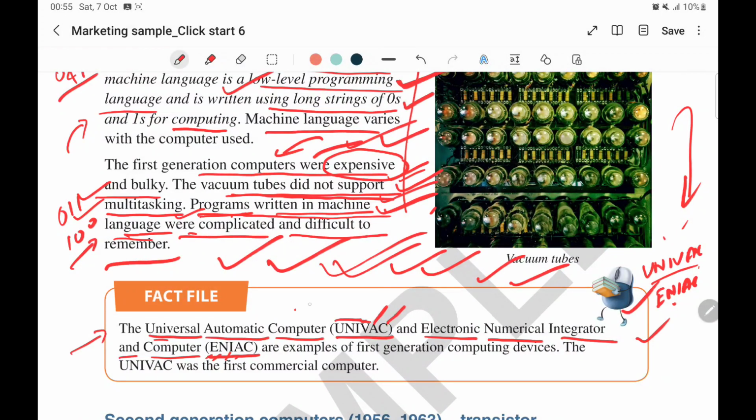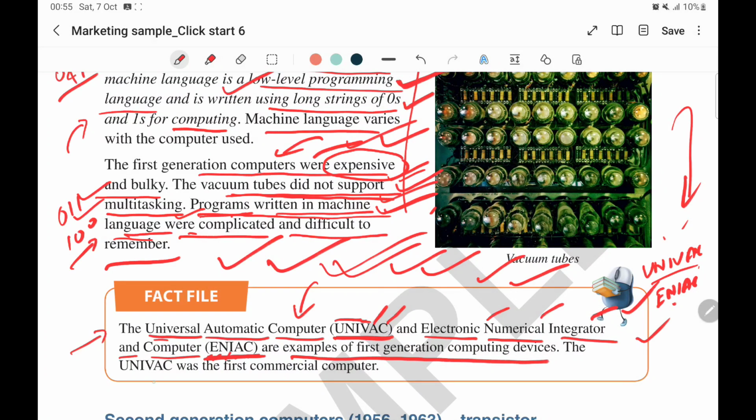During the development of vacuum tube technology, there were two computers which were very famous during the first generation computers. One is UNIVAC and another is ENIAC. UNIVAC stands for Universal Automatic Computer, and ENIAC stands for Electronic, Numerical, Integrator and Computer. So these are examples of first generation computers, or we can say computer devices.